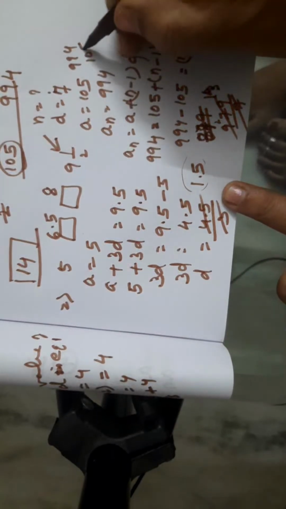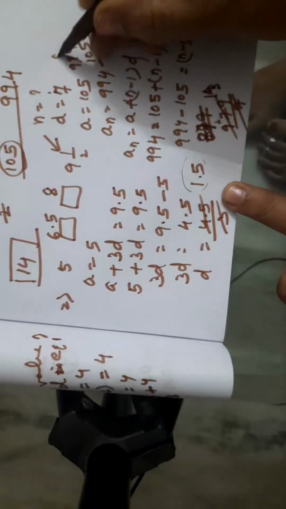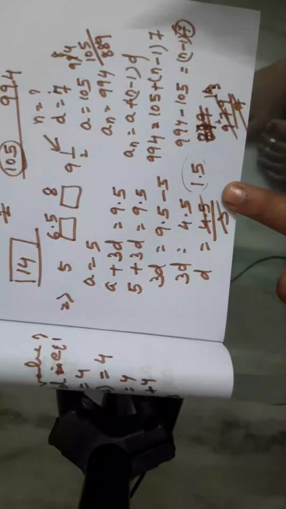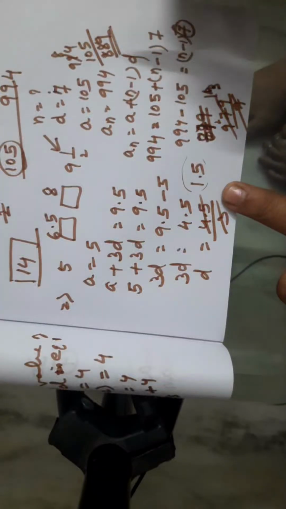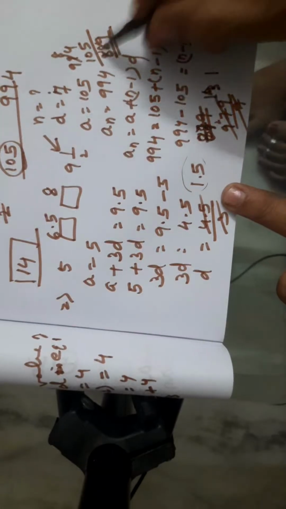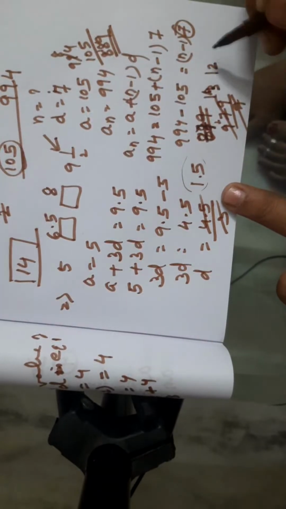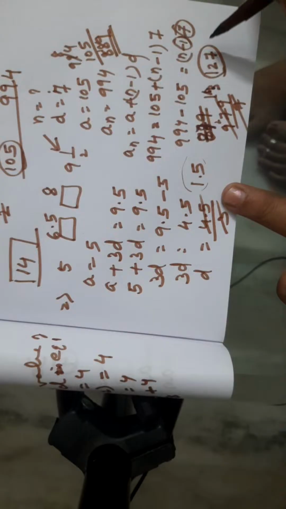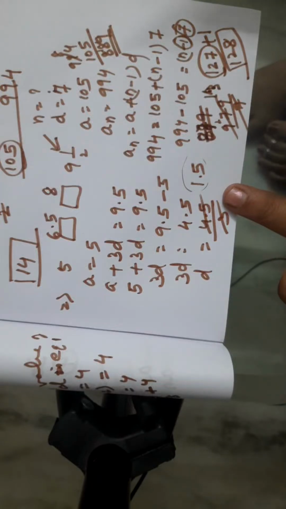994 minus 105, so it's 9, 8, and then 8, 889 we got. If we divide that by 7, 7 ones are 7, then 1 carry, 7 twos are 14, 7 sevens are 49. So the answer we got is 127. So this 1 we will shift. Adding 1, finally 128 numbers are there which can be divided by 7. So these kinds of questions are very important.